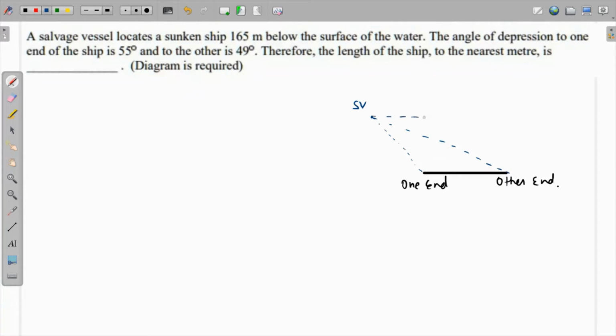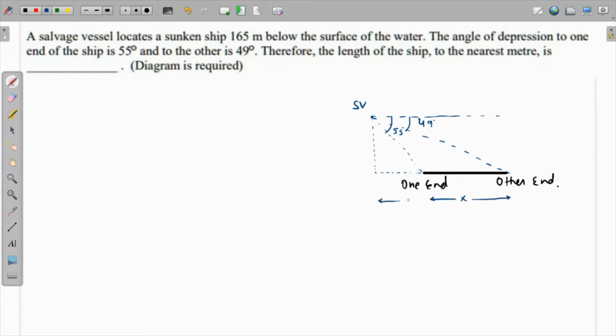And the angles of depression are given in both cases. This is the smaller angle definitely, so this is 49 degrees. And this is the bigger angle, which is 55 degrees. And this is the height. What we need to find is the length of the ship. It means that we need to get this particular length. Let's call it x.